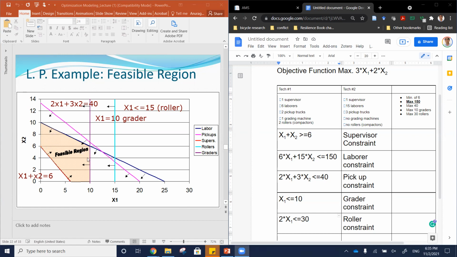If I pick any two points, for example one here and one here, I can connect them without any problem, without having to go out. I can pick any two points on this feasible region and connect them with a straight line without going out of the region. So that means I have what we call a convex region. Let's look at the next slide here.